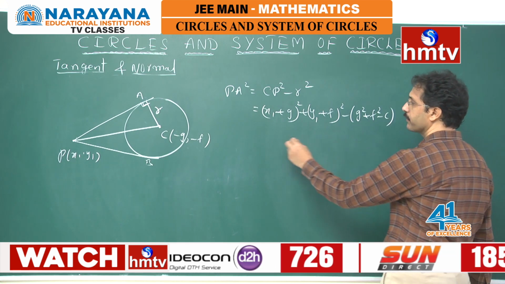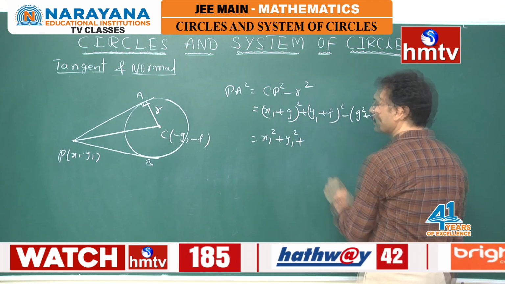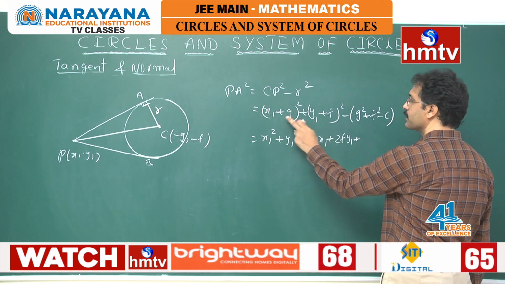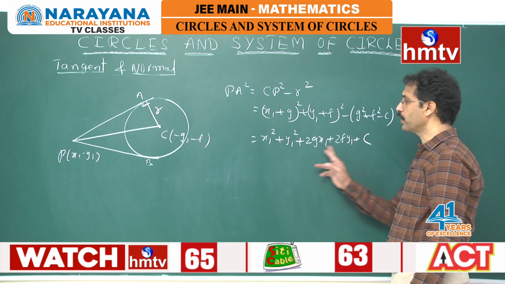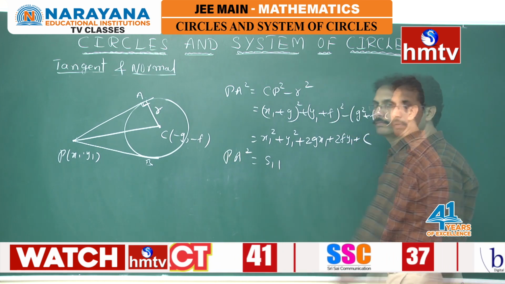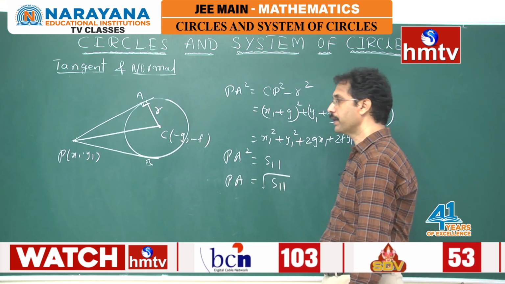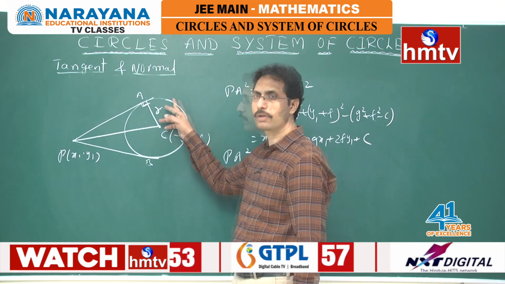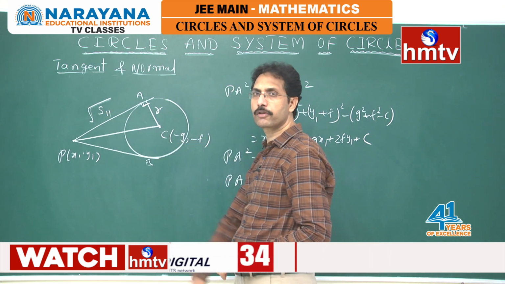So on expanding this, you will get x1 square plus y1 square plus 2g x1 plus 2f y1, plus g square, f square cancel, plus c. So this is our S11. So PS square is equal to S11. Then what is PA from this? Under root S11. So the length of the tangent drawn from an external point x1 y1 to the circle is always equal to under root S11. In power of the point also I said.